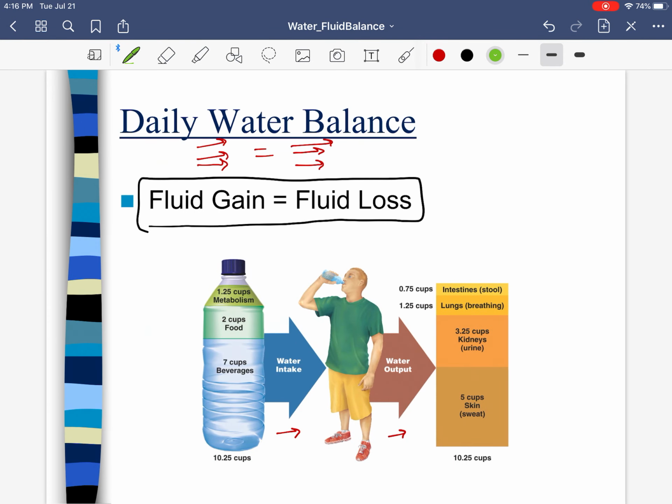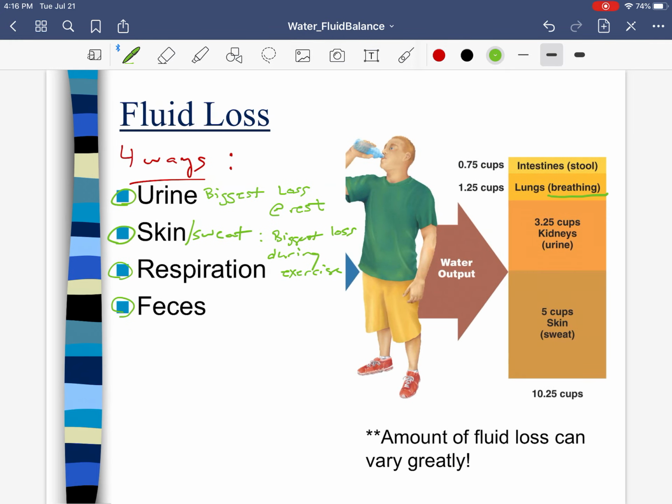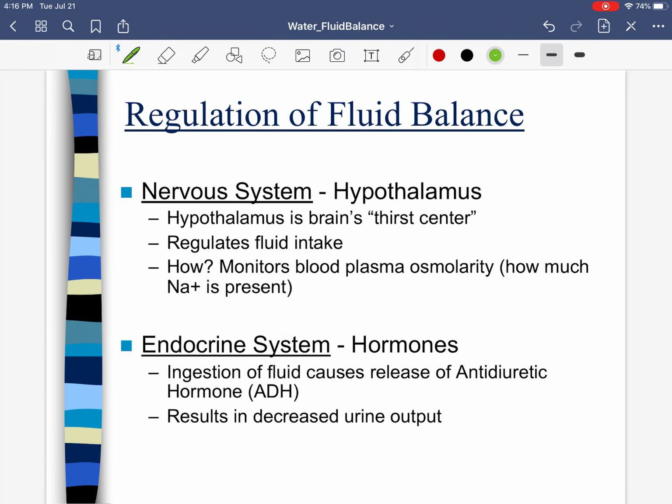The goal, of course, is to be balanced. This, of course, changes depending on the situation, such as exercise. It can also change depending on illness. I mean, if you're sick, it's much easier to become dehydrated, so you better drink more. So it's always changing.